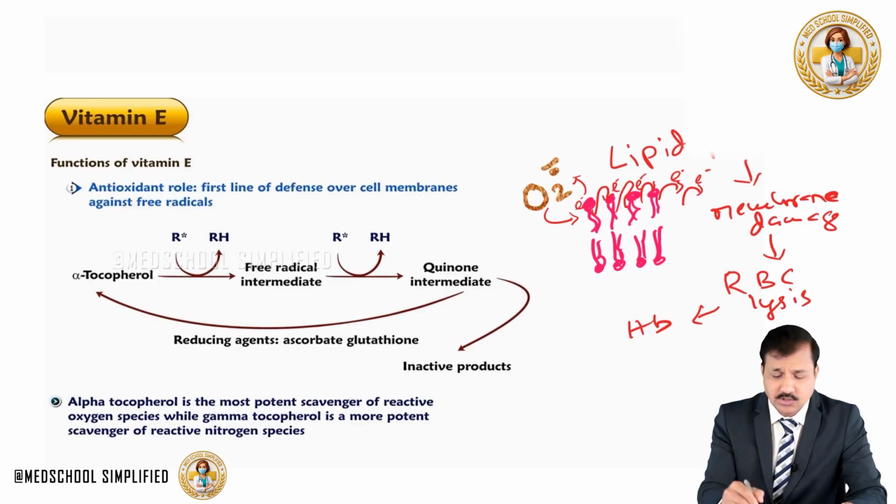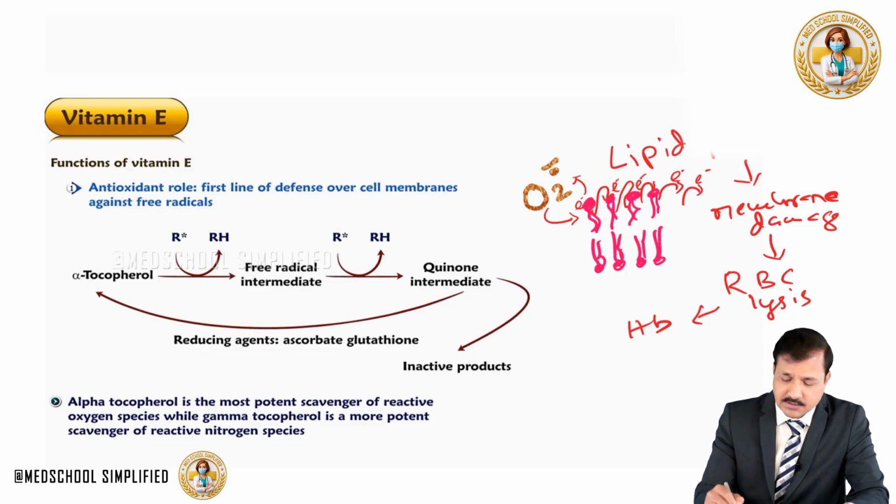How to prevent it? So, there comes vitamin E. Vitamin E, which is a membrane antioxidant, will be present over the cell membrane.